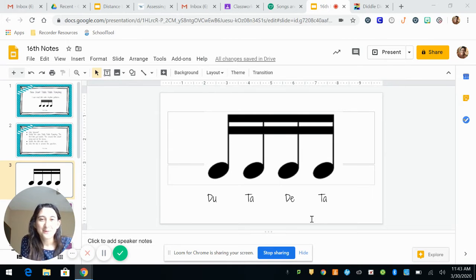Hello, everybody. Today we're going to look at rhythm patterns with 16th notes in them.